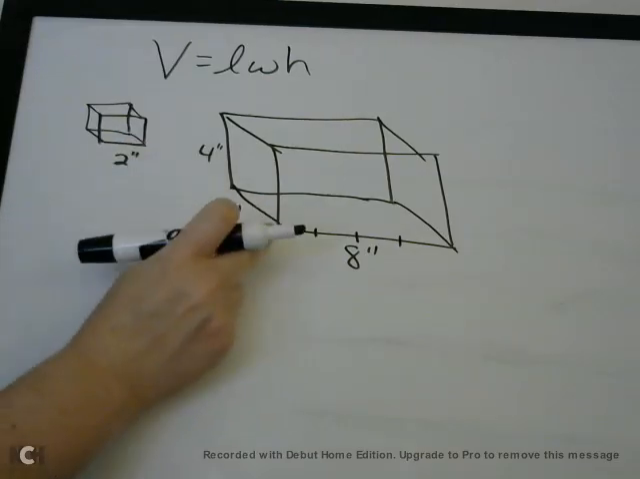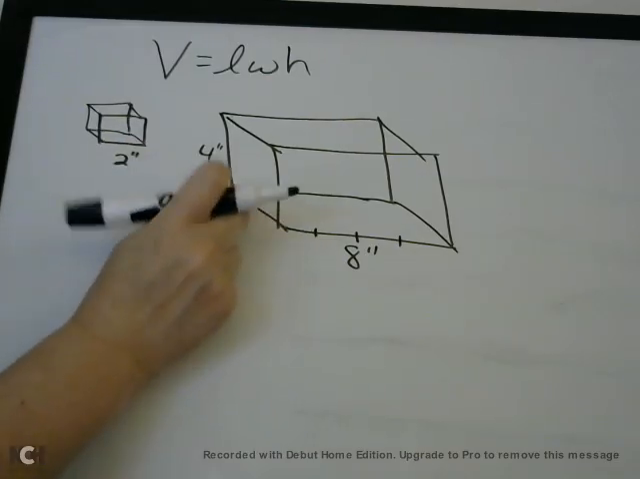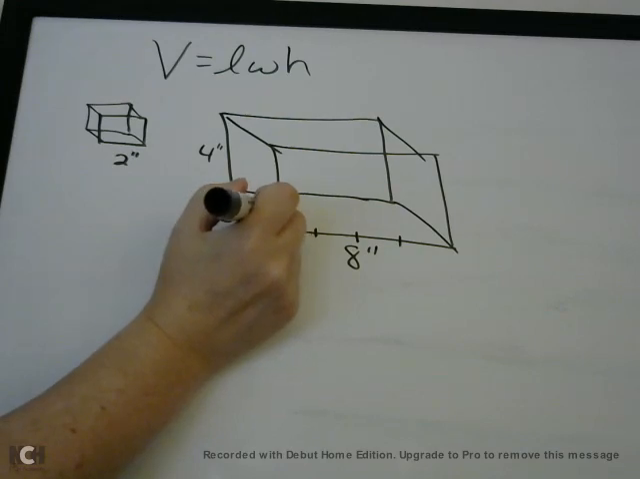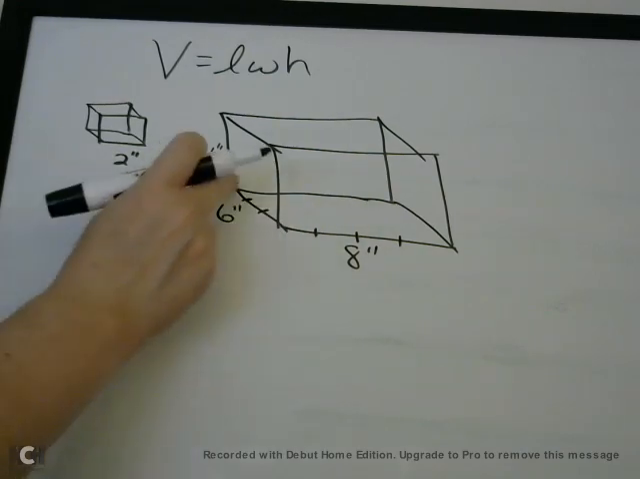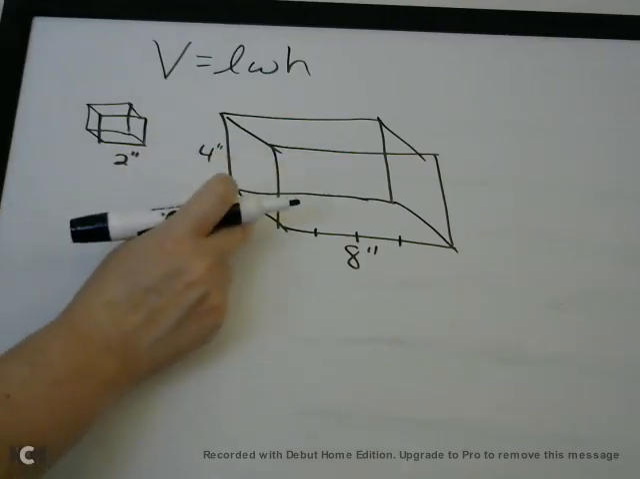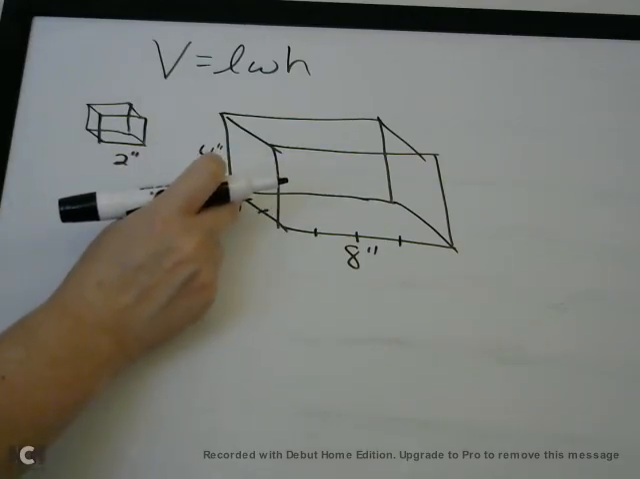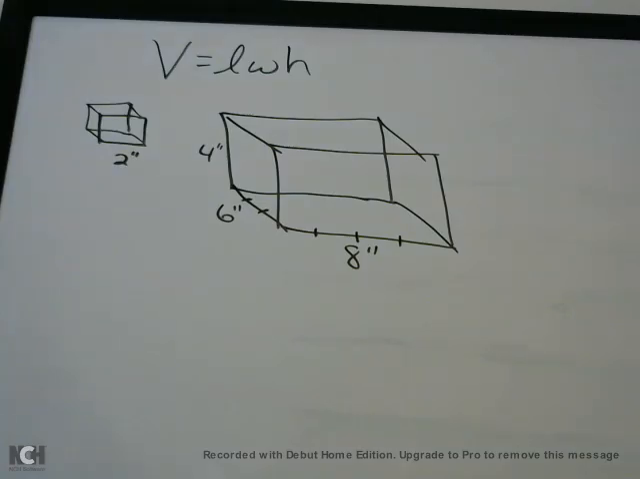Widthwise, we can get 1 block, and that will be 2 inches. We put another block, that's another 2 inches, and then a third block, because you have 2 inches, another 2 inches would be 4 inches, and then another 2 inches would be 6 inches.